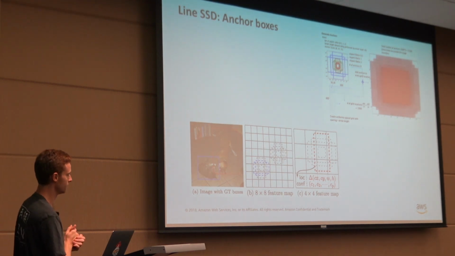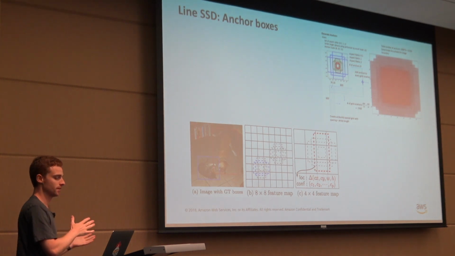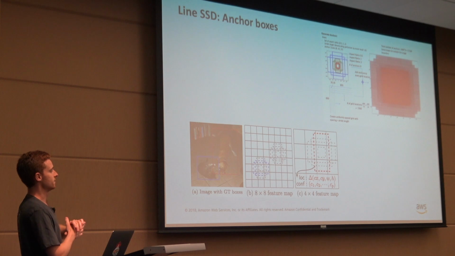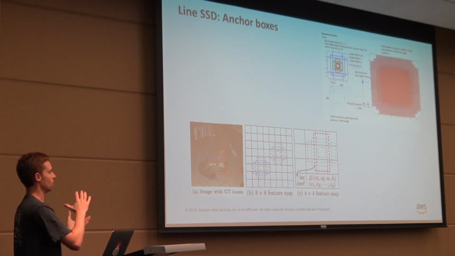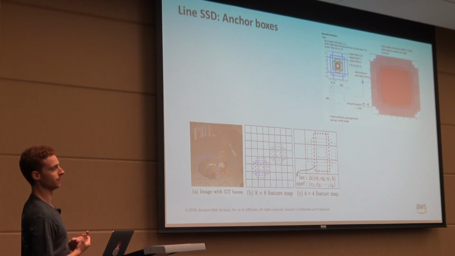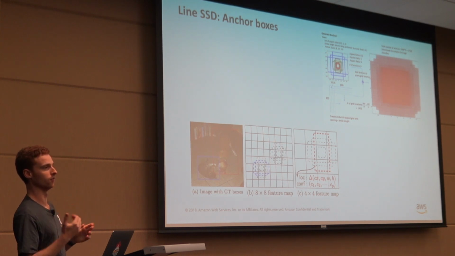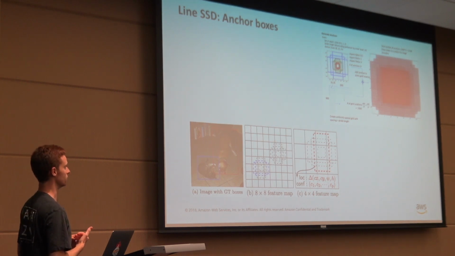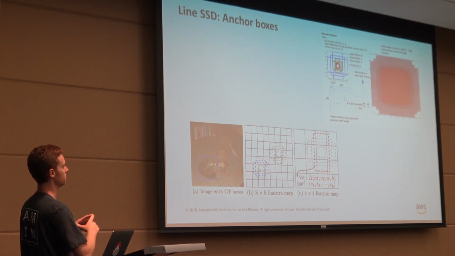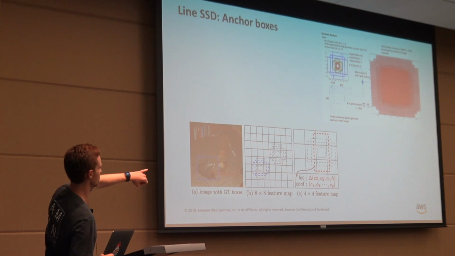So we've got different feature maps scaled to different amounts, and within each feature map, it's going to predict objects of a certain scale. So if we're looking at the 4x4 feature map that gets generated after a certain amount of filters and layers in the convolutional network, that's going to be useful for predicting bigger objects, in this case, like the dog.